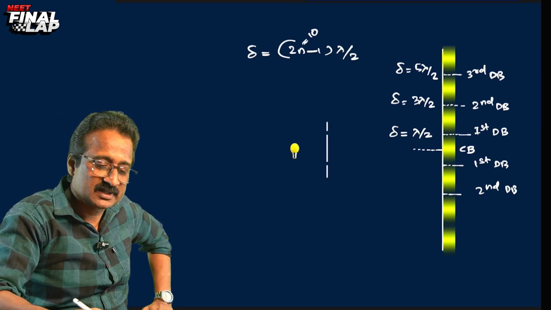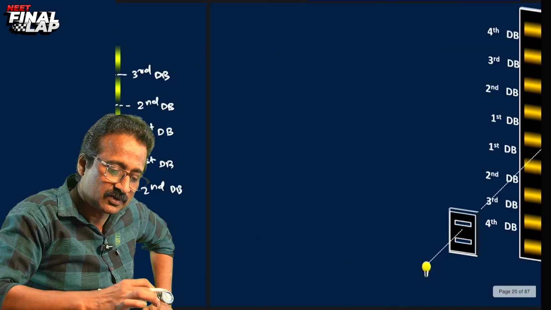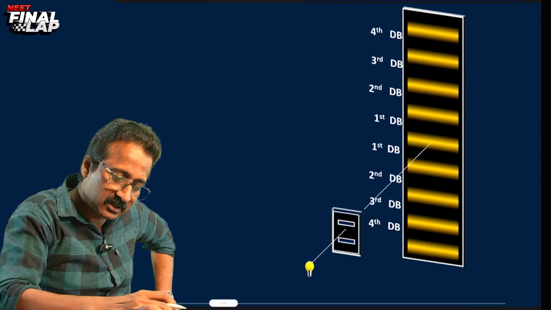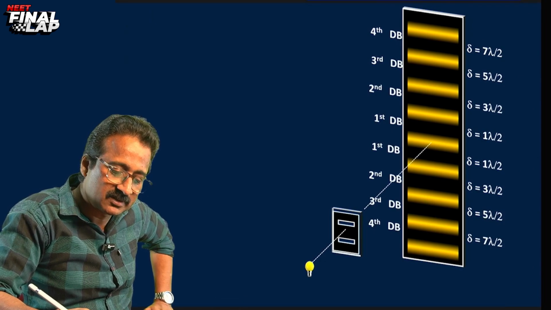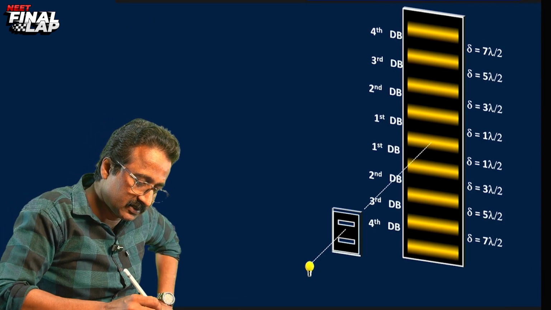That's the way we must understand the existence of dark bands. Okay, so dark bands are roughly what you see in this figure. I have written the corresponding path differences there. Yes, here, look at this.